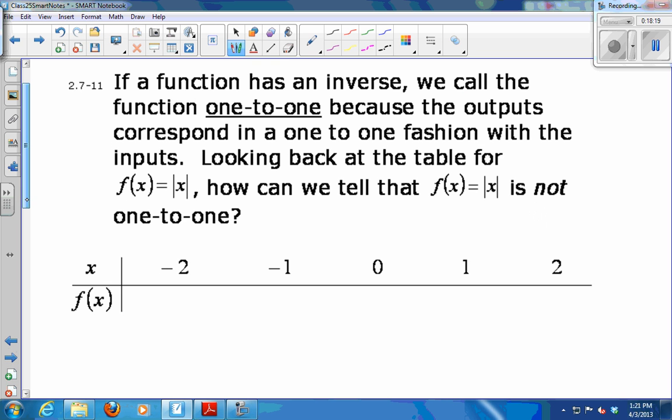All right, so a function whose inverse is also a function, or shorthand, a function that has an inverse, we call that kind of function a one-to-one function because the outputs and the inputs correspond in a one-to-one way. Each input has exactly one output, and each output came from exactly one input.